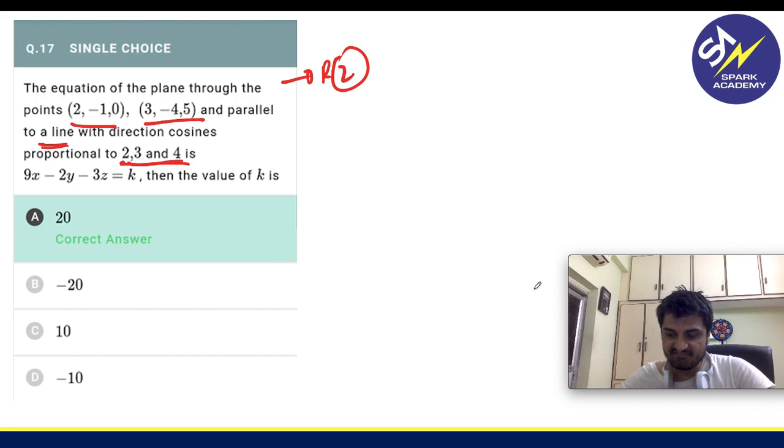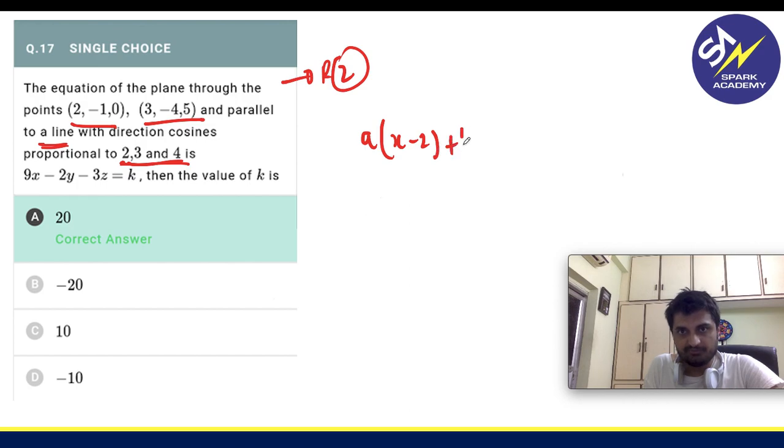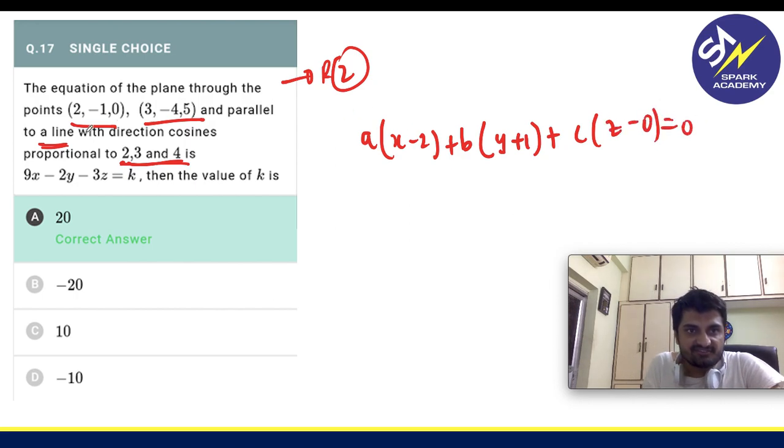Now have a look at the 17th question. Now how do you write an equation of a plane passing through 2, comma minus 1, comma 0? So that I can write it as a into (x minus 2) plus b into (y plus 1) plus c into (z minus 0) equal to 0. So this is the equation passing through this. Now he's saying it also passes through this, right? It also passes through 3, minus 4 and 5.